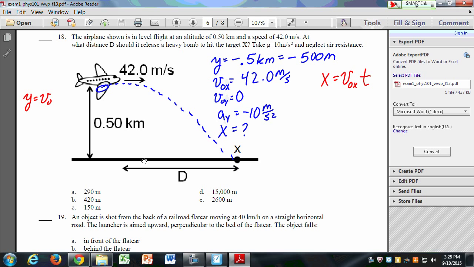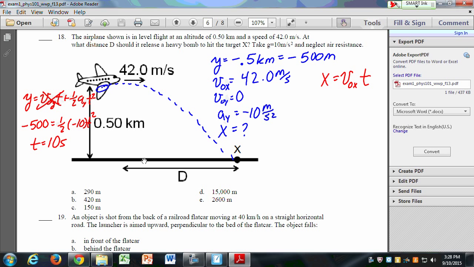Sometimes it's not, but often that's the way that you'll find t, where you do this whole y thing, v naught y times t plus 1 half a y t squared. This goes away. y is negative 500 equals 1 half of negative 10 t squared. That's 500 over 5, that's 100. t is the root of 100, that's 10 seconds. So this object, if you were just to drop it from 500 meters, would take 10 seconds to fall.